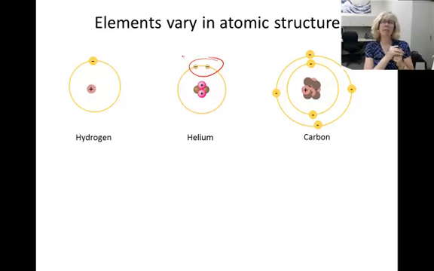A carbon atom, a very common element in biology, has 6 protons and 6 neutrons, and the electrons are arranged in 2 shells. The first shell of electrons holds only 2. The second shell holds 4. This outer shell is the most important shell of electrons in biological systems.